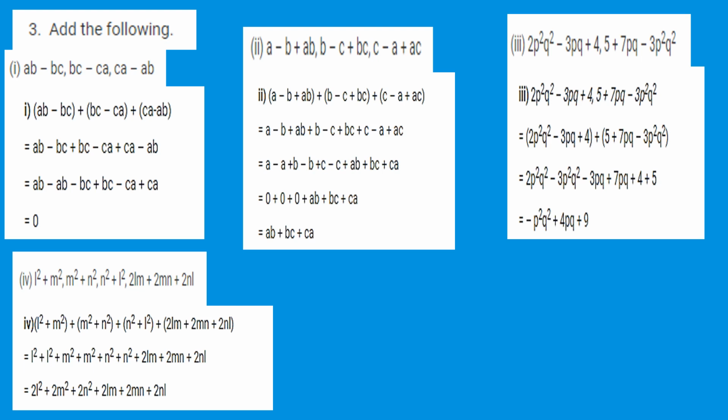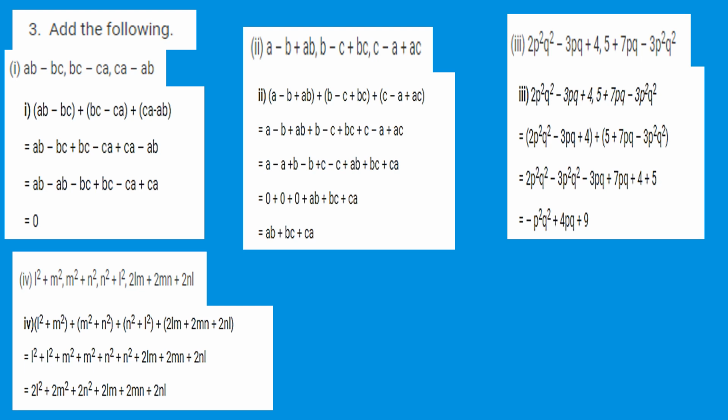Now multiply the sign which is outside with the sign inside the bracket. So what happened? Plus and plus becomes plus B. Plus and minus, minus C. Plus and plus becomes plus BC. Plus C. Plus and minus A. And plus and plus AC.